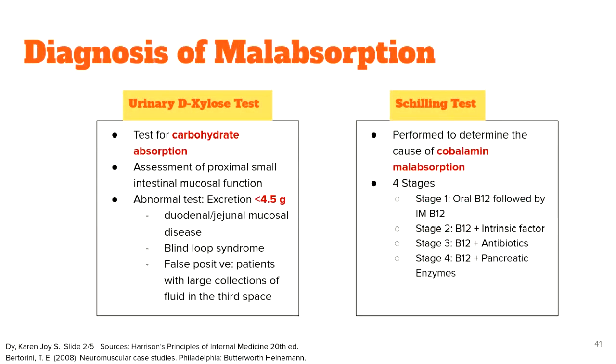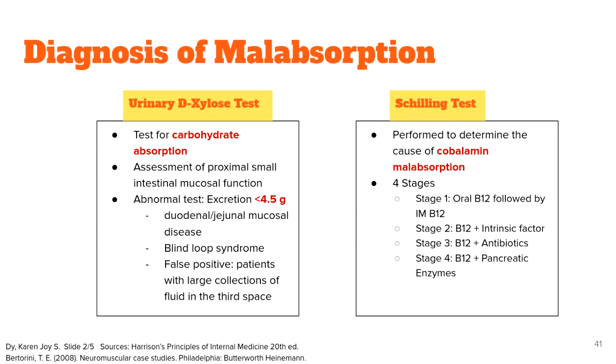Provided by history, symptoms, and initial preliminary observations, we can also do other studies. Number one, the urinary D-xylose test, which is a test for carbohydrate absorption. This test can provide an assessment of proximal small intestine mucosal function, since xylose is a pentose which is almost exclusively absorbed in the proximal small intestine. This test is usually done by administering 25 grams of xylose and then collecting the urine for 5 hours.